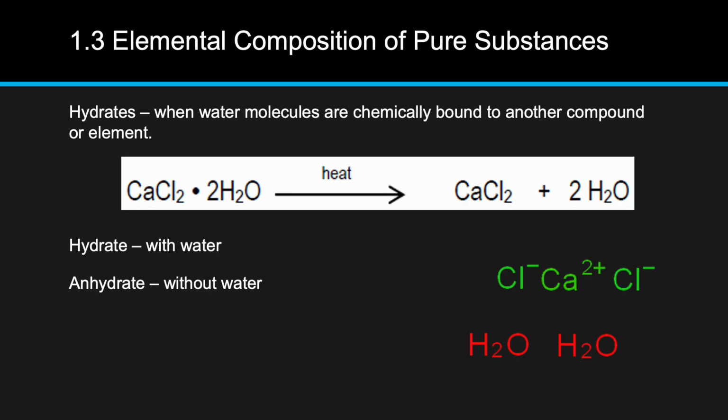Now we're going to talk about hydrates. When I say something is a hydrate, that means it is bonded to a certain number of water molecules. So a hydrate means it's with water. When I say the word anhydrate, that means without water. Here we have calcium chloride dihydrate. Once you add heat to that, the water is going to evaporate and come off of that calcium chloride, and you're left with calcium chloride and water molecules as a gas.